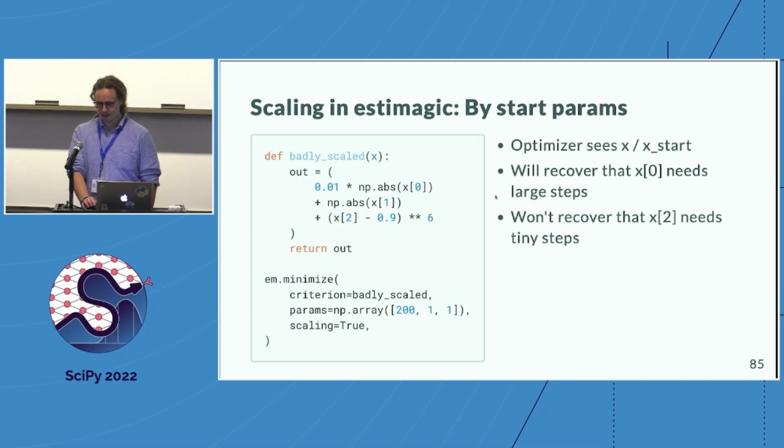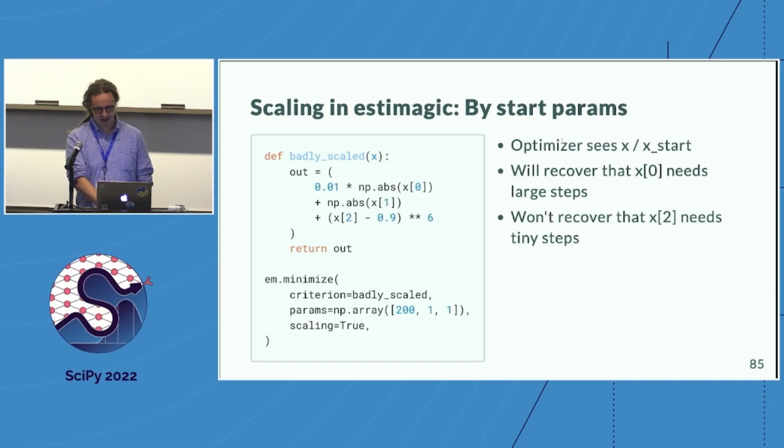Okay, how do you actually use Estimagic's scaling functionality? In the simplest case, you just set scaling to true, and that rescales with the start parameters. The exception is parameters that are very close to 0. There's some clipping value, I think it's 0.1, so we don't divide by 0.